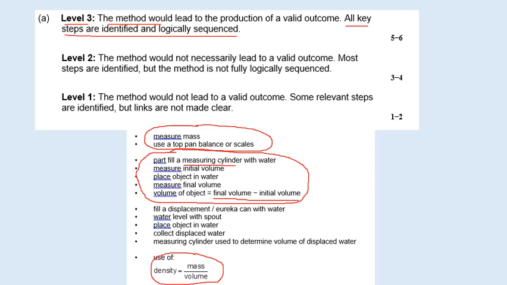marks. Now you'll notice that there is an alternative method here that you could use. You don't have to write about both methods. You could write about one or other method, it doesn't really matter. This was the method where you had to use a displacement or eureka can and collect the water to measure the volume of the water that had been displaced. So that was the other method that we looked at.